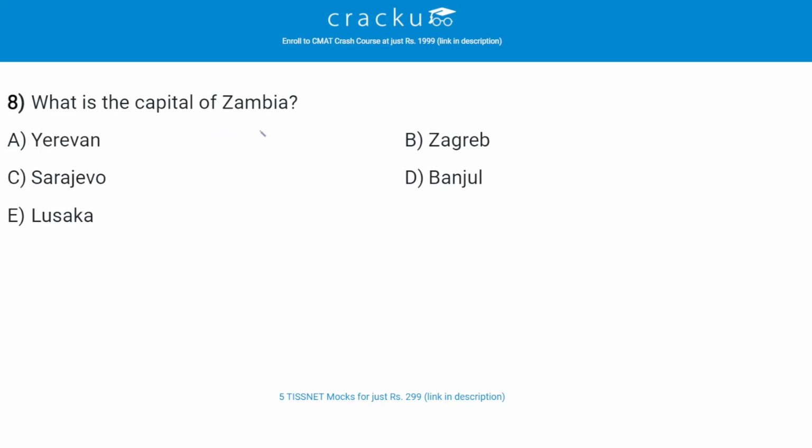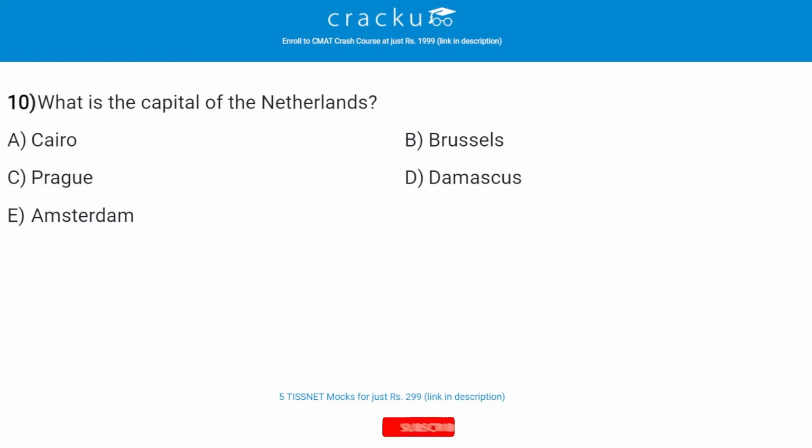What is the capital of Zambia? The correct answer is E. Lusaka. Let's check the next question. What is the capital of Kenya? The correct answer is D. Nairobi. Let's check the next question. What is the capital of Netherlands? The correct answer is E. Amsterdam. Let's check the next question.